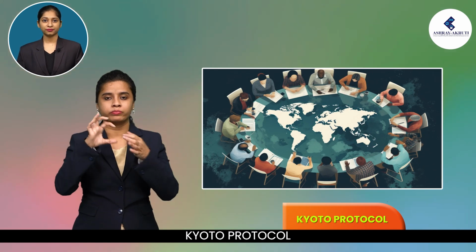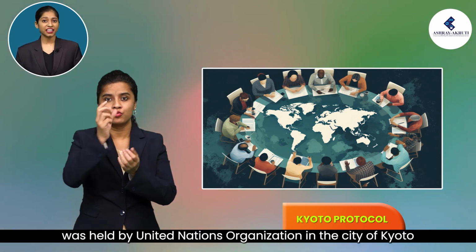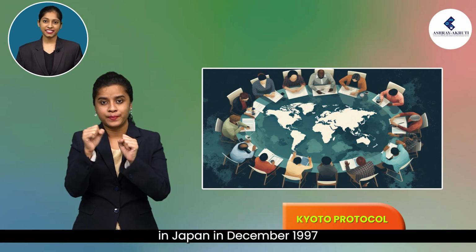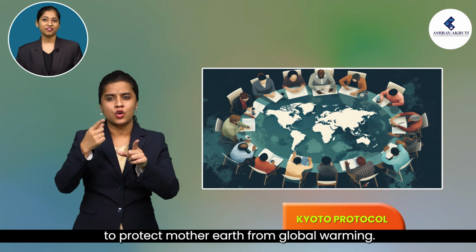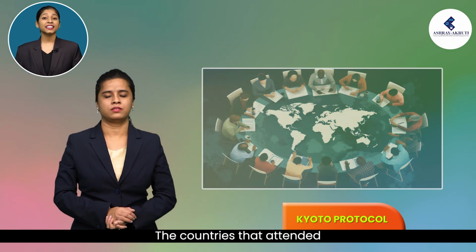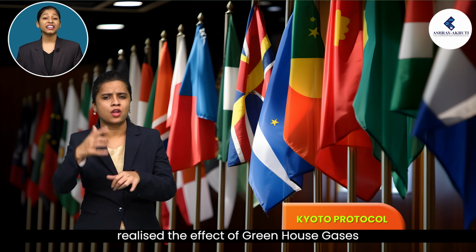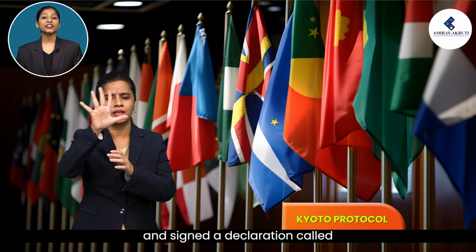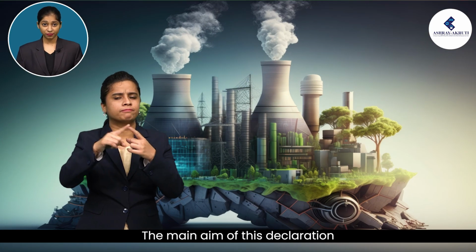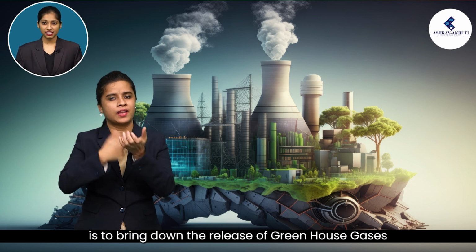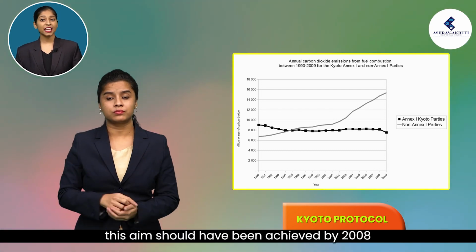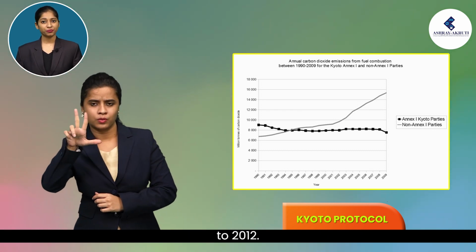Kyoto Protocol. A conference was held by the United Nations Organization in the city of Kyoto in Japan in December 1997 to protect Mother Earth from global warming. The countries that attended realized the effect of greenhouse gases and signed a declaration called the Kyoto Protocol. The main aim of this declaration is to bring down the release of greenhouse gases to less than 5.2%. According to this declaration, this aim should have been achieved by 2008 to 2012.